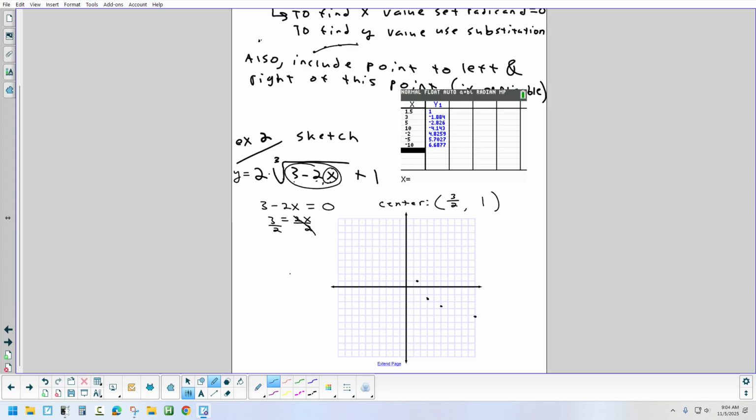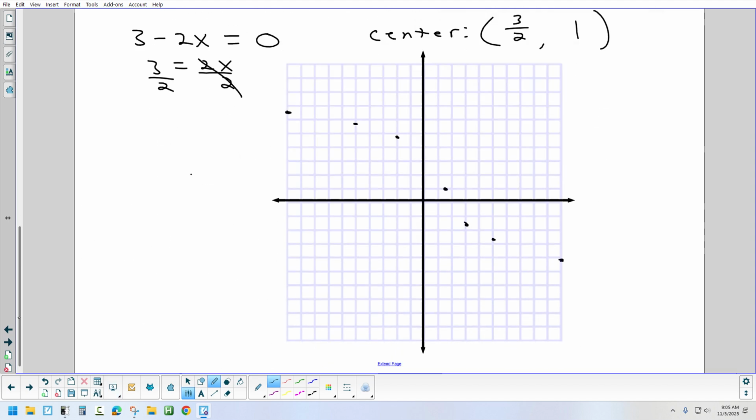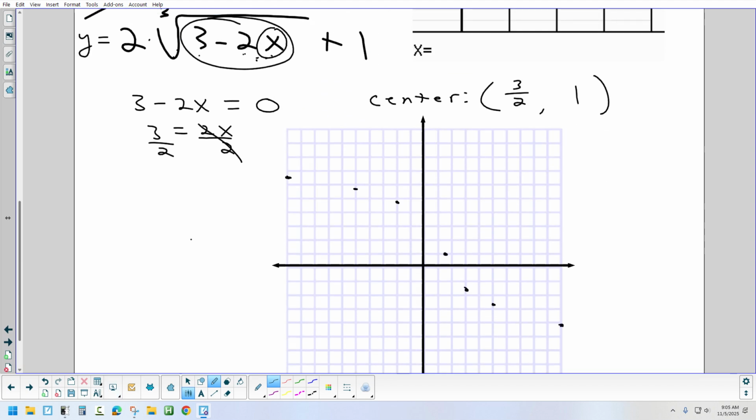Now we're going to do the left part. -2, just under 5. -5, we're a little bit under 6. There. And -10, we'll call it about 6.5. There you go. Zoom in so you can see it better. Okay. There's your points for your curve.